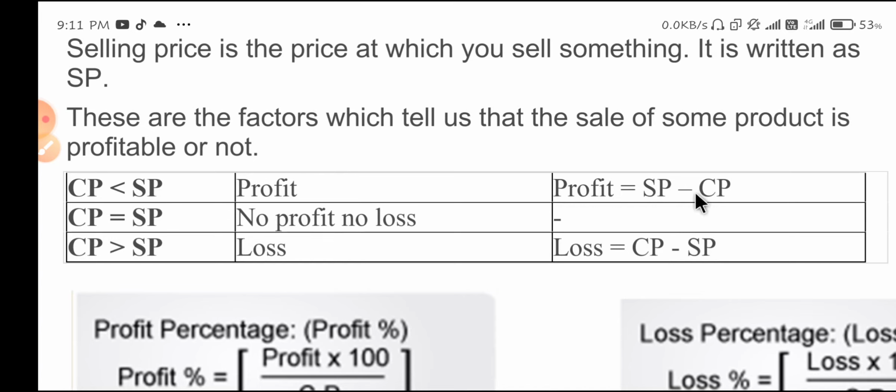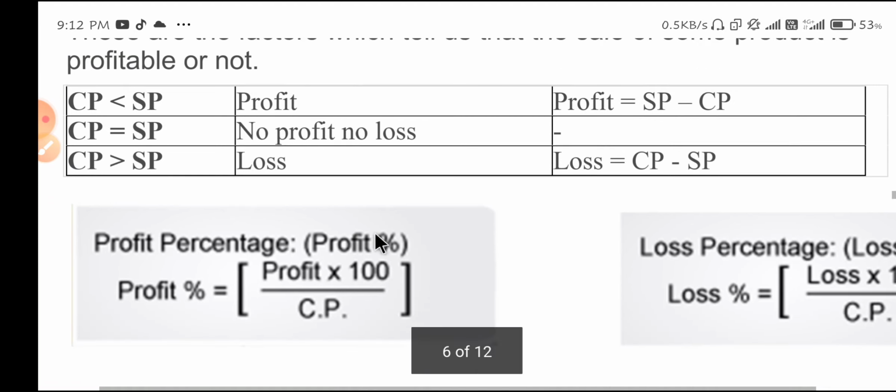अगर हमने ज़्यादा में बेच दिया और कम में ख़रीदा था तो हमें क्या होगा, प्रॉफिट होगा. और अगर हमने ज़्यादा में लिया और बेचा कम में, इफ़ CP इज़ ग्रेटर देन SP, देन वी विल गेट लॉस ओनली. सो लॉस इज CP माइनस SP, वेयर कॉस्ट प्राइस इज ग्रेटर देन सेलिंग प्राइस. एंड इफ बोथ आर इक्वल, इट मीन्स we did not get any profit or loss.